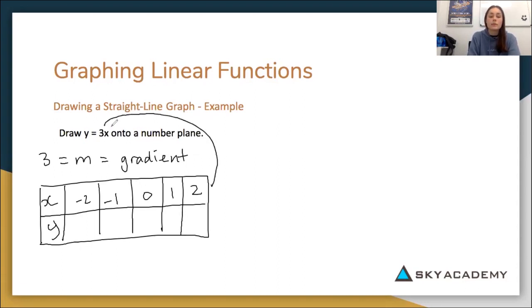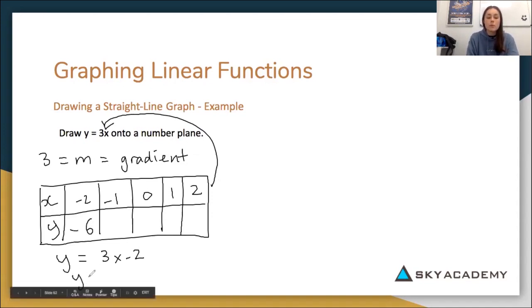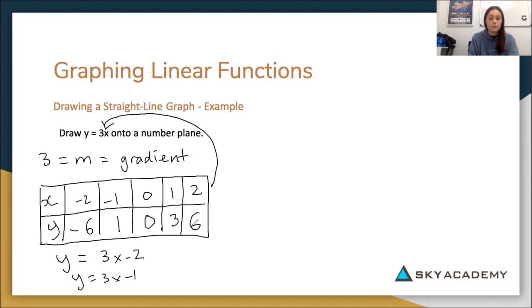So y is going to equal 3 times -2 for our x value of -2. And if you get your calculator out and you put in y equals 3 times -2, we will end up with -6. Now we can continue that for the rest of them. So y equals 3 times -1. You just want to sub your x values into the x position of your equation. All right, and when you've done that, we can draw up a number plane.